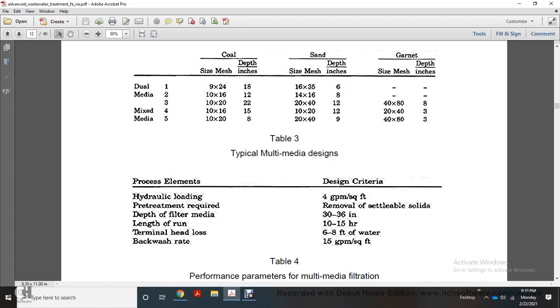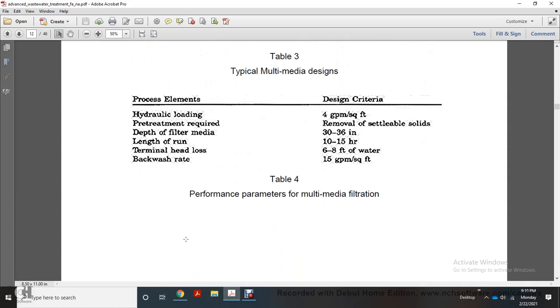Hydraulic loading 4 gallons per minute per square foot. Pre-treatment required: removal of settleable solids. Depth of the filter media 30 to 36 inches. Length of the run 10 to 15 hours. Terminal head loss 6 to 8 feet. Water backwash ratio 15 gallons per square foot.